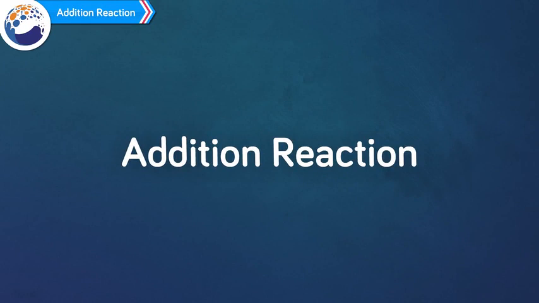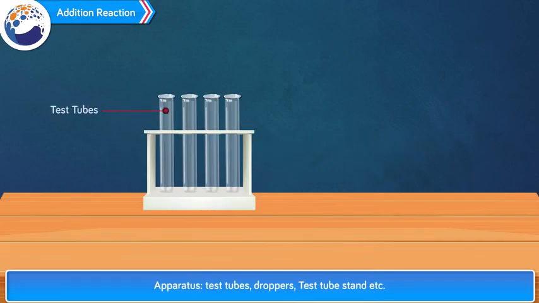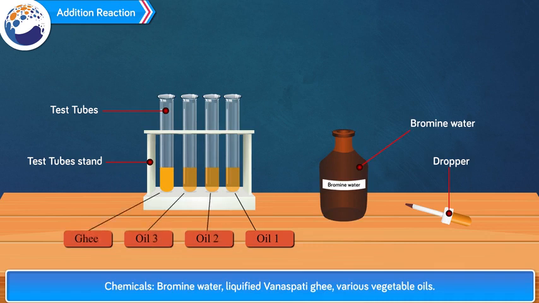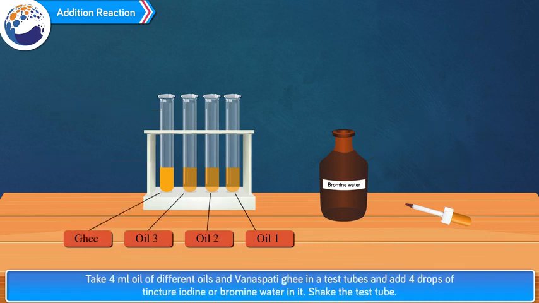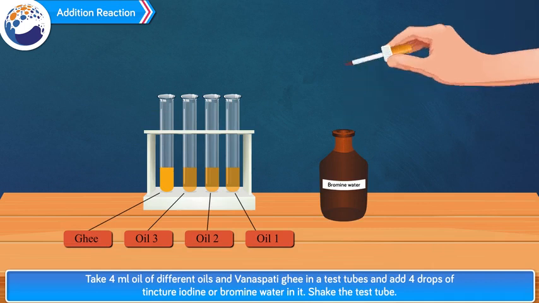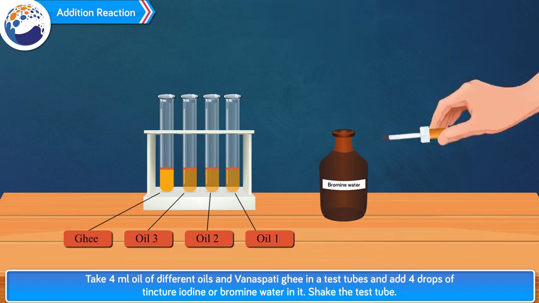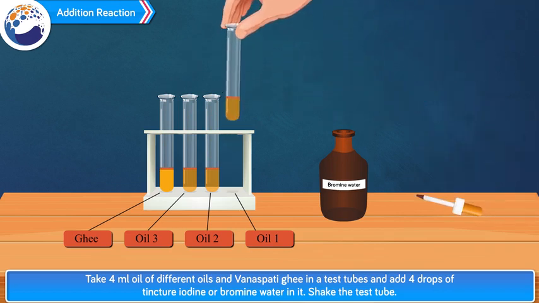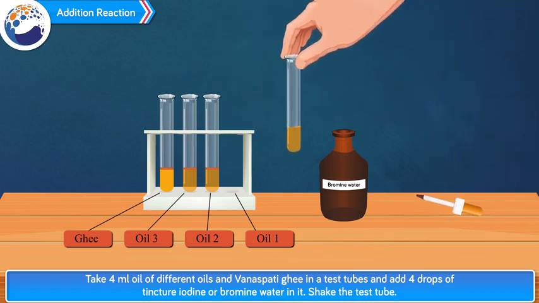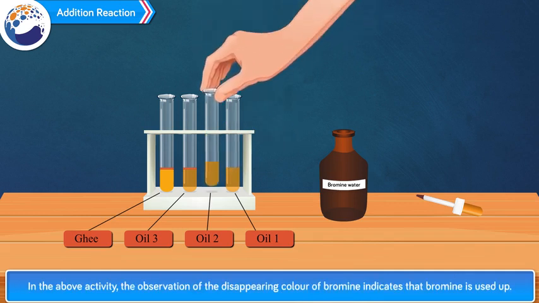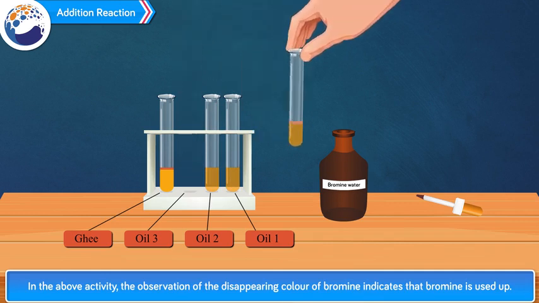Addition reaction. Apparatus: test tubes, droppers, test tube stand, etc. Chemicals: bromine water, liquefied vanaspati ghee, various vegetable oils. Take 4 ml of different oils and vanaspati ghee in test tubes and add 4 drops of tincture iodine or bromine water to it. Shake the test tube.